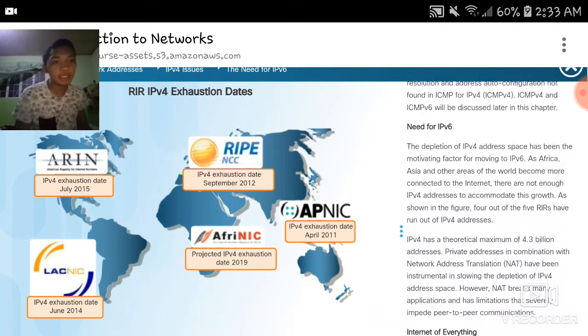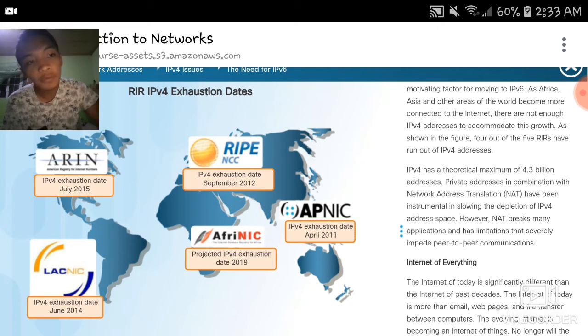Need for IPv6: the depletion of IPv4 address space has been the motivating factor for moving to IPv6. IPv4 has a theoretical maximum of 4.3 billion addresses. Private addresses in combination with network address translation, or NAT, have been instrumental in slowing the depletion of IPv4 addresses.